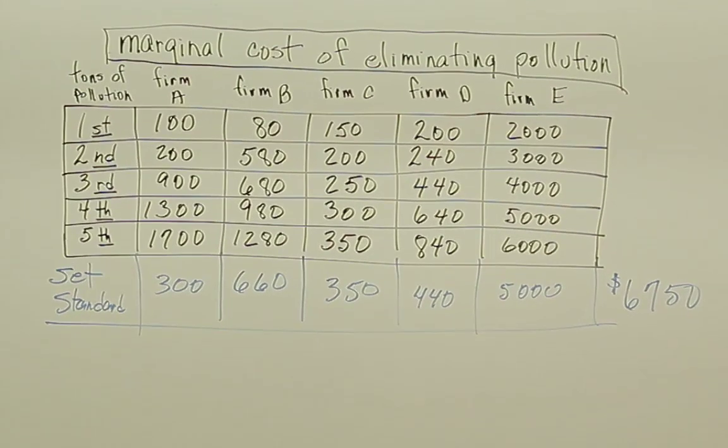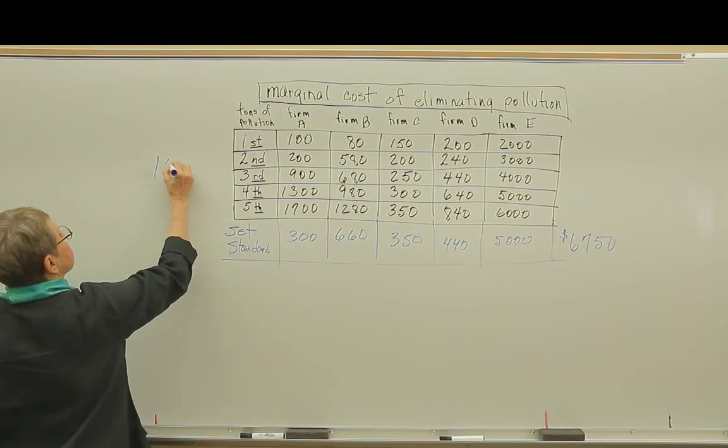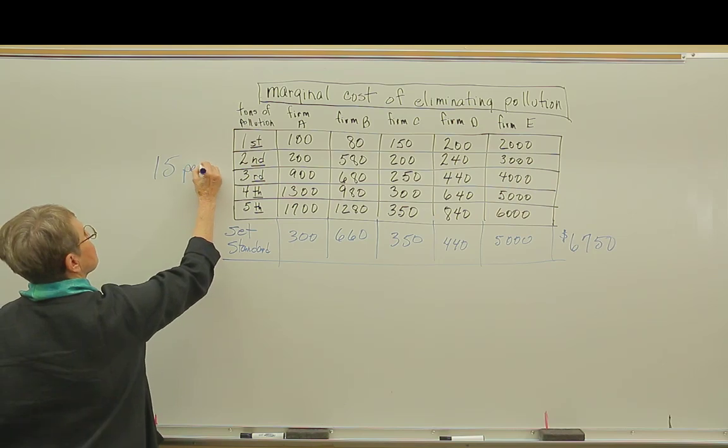Well, economists say there's a better way. Let's create a market for the right to pollute, because these firms have been told you have a right to pollute. You have a right to pollute 3 units. So instead of telling them how much they have to reduce their pollution, let's just sell 15 permits.